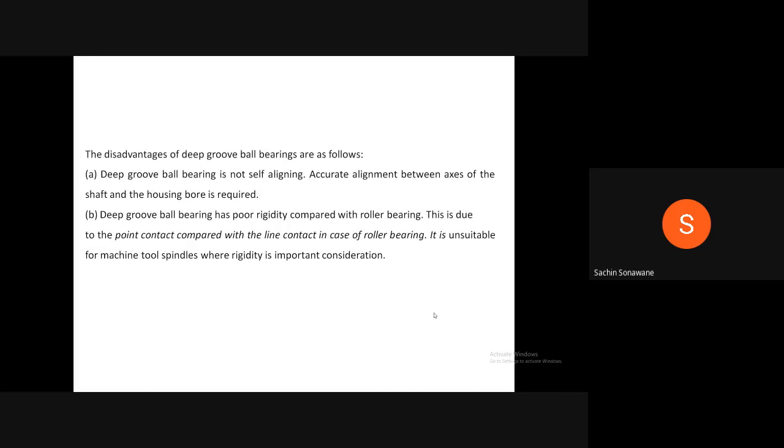The disadvantages of deep groove ball bearings are as follows. Deep groove ball bearing is not self-aligning. Accurate alignment between axis of the shaft and the housing bore is required. Deep groove ball bearing has poor rigidity compared with roller bearing. This is due to the point contact compared with the line contact in case of roller bearing. It is unsuitable for machine tool spindles where rigidity is an important consideration.